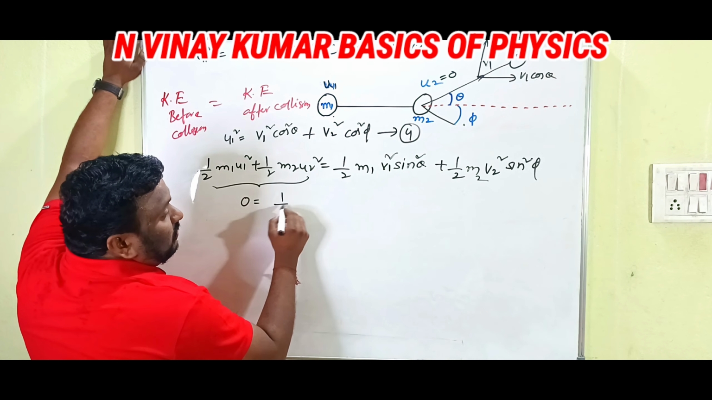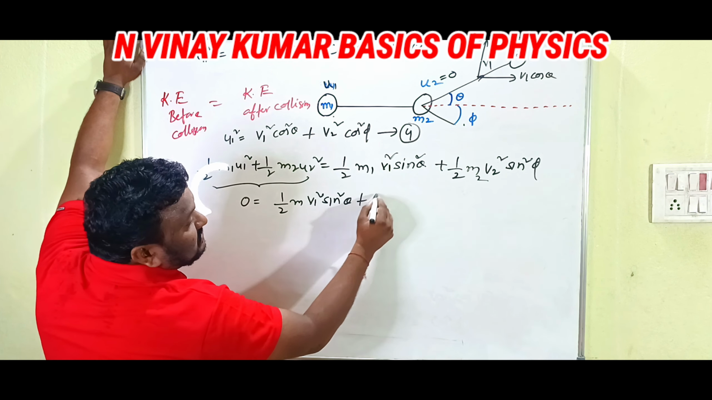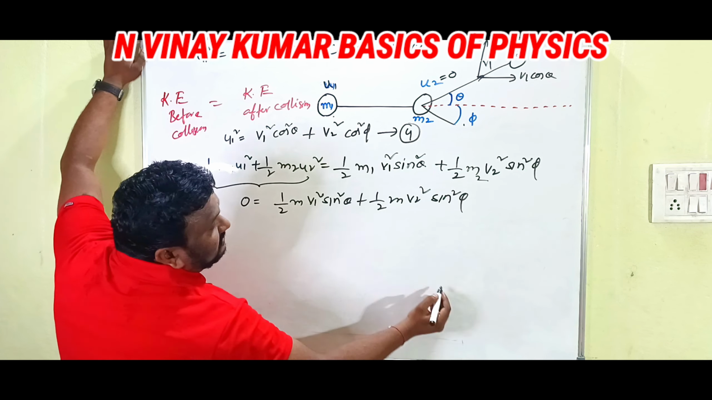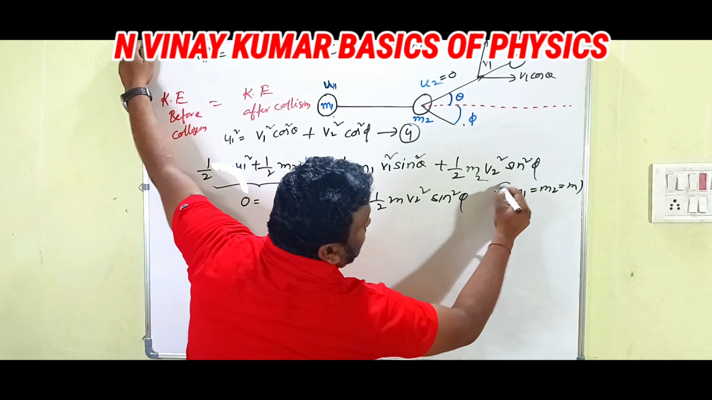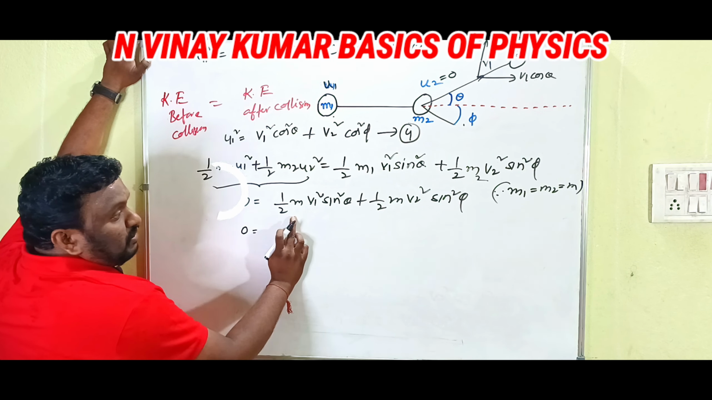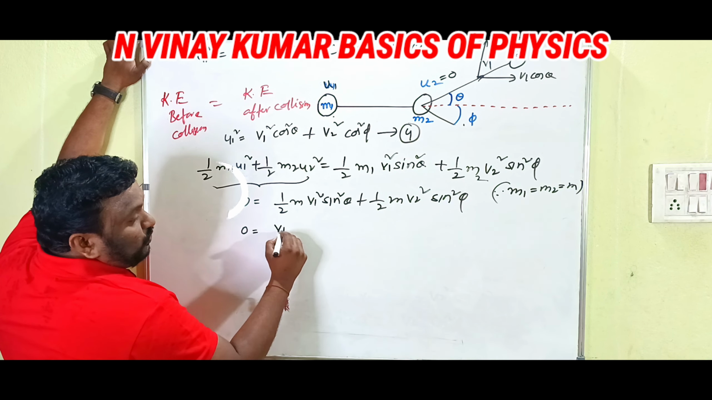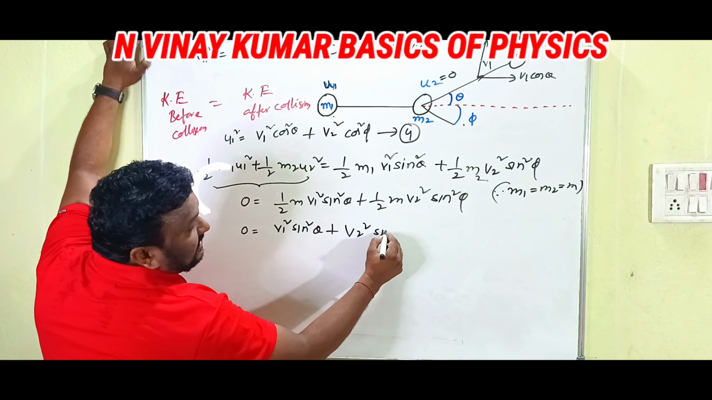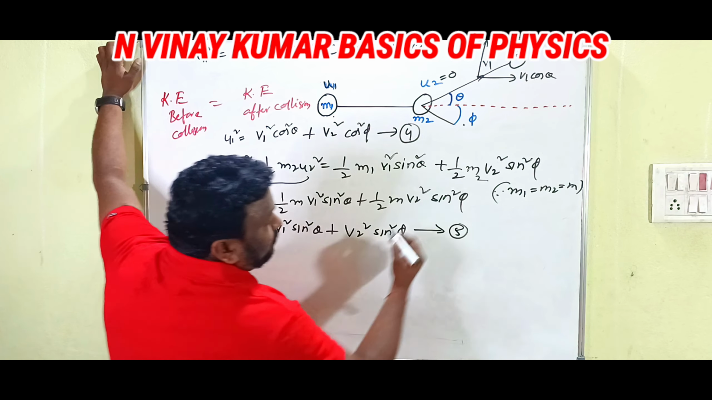Therefore write: 0 equals ½m v1² sin²θ plus ½m v2² sin²φ. Since we have taken m1 equals m2 equals m, ½m is common. If you bring it inside, you simply get 0 equals v1² sin²θ plus v2² sin²φ, children. This is equation number 5 now.